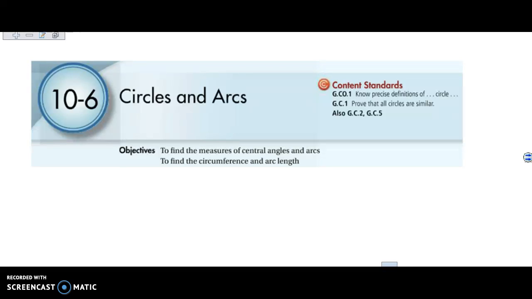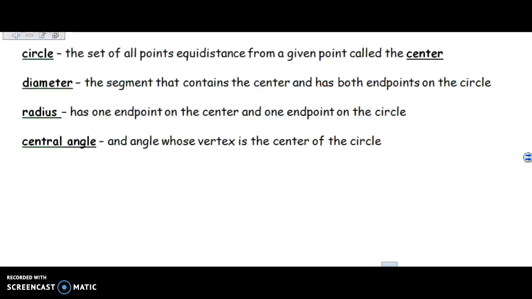Okay, today we're going to talk about circles, central angles, and arc lengths of circles. The mathematical definition of a circle is the set of all points that are equidistant from the center. So the center of a circle and then all the points that are the same distance away, okay? And you're probably familiar with the word radius. Radius is the distance from the center to the outside of the circle, and then the diameter is the whole distance across the circle, okay?